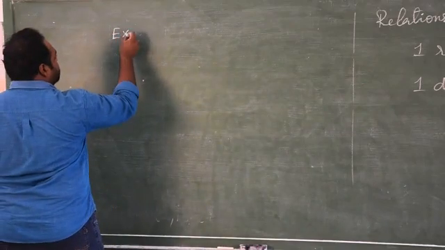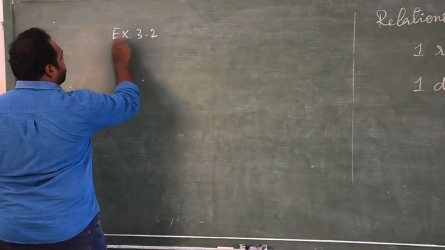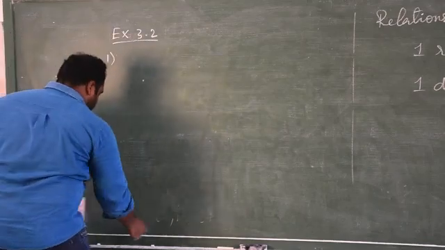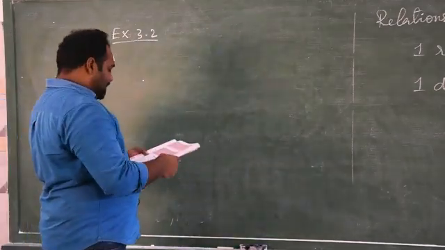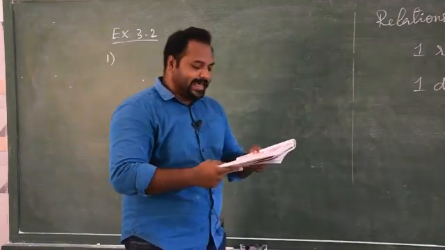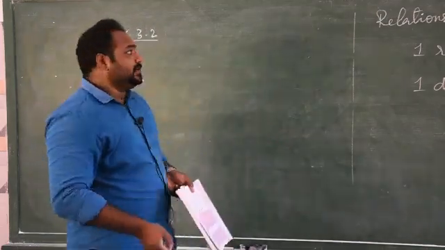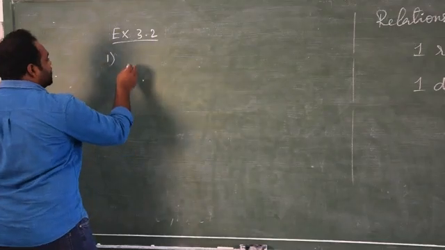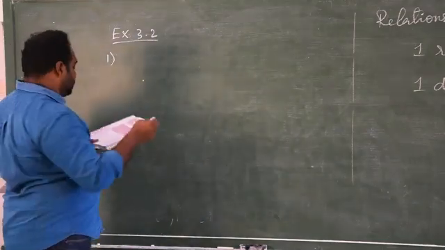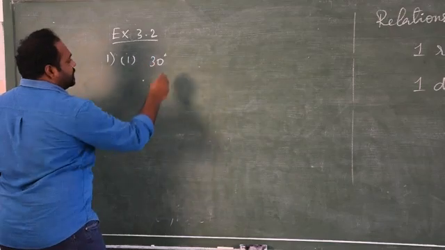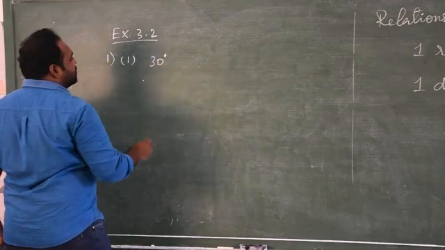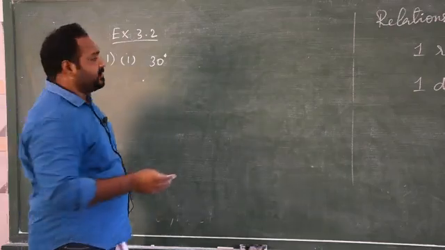Exercise 3.2, first problem. Express each of the following angles in radian measurement. So here they are asking to convert a degree measurement into radian measurement. First question, here some subdivisions are given. 30 degree. Here degree measurement is given. We have to convert into radian measurements.